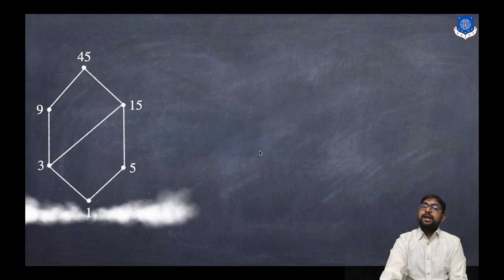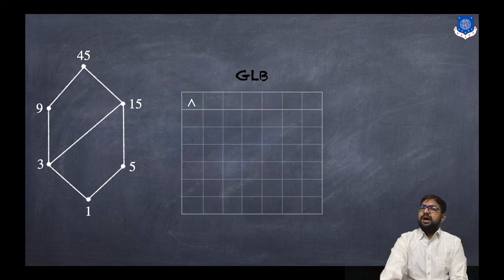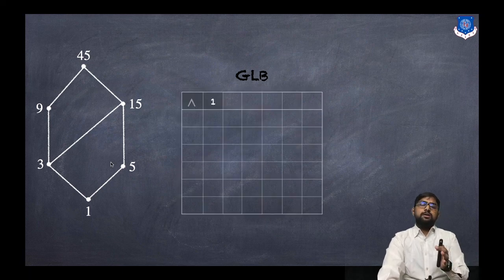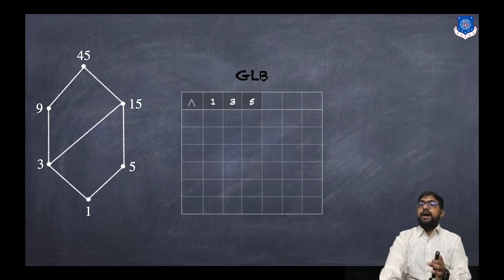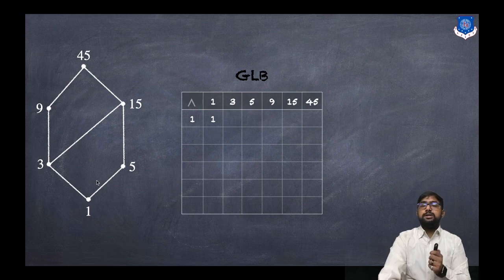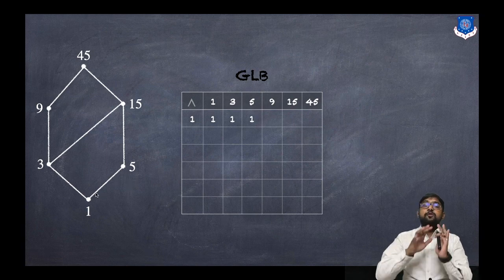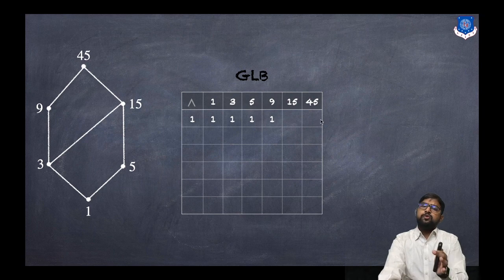Fine. Now again we will construct this table, this time for the GLB. In the same manner, this table will have columns 1, 3, 5, 9, 15 and 45, and also rows. Now 1 and 1, so the GLB of 1 and 1, as it is the same point, will be 1. Now 1 and 3, the greatest lower bound of 1 and 3 will be 1. You can see that this 1 is the GLB of the whole graph, so this whole row will be 1, so no need to check for everything.